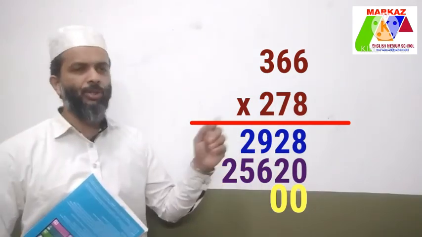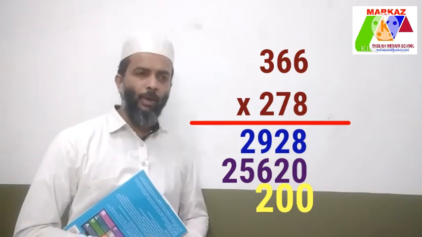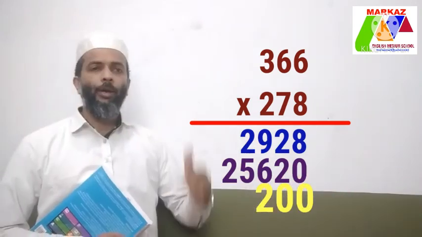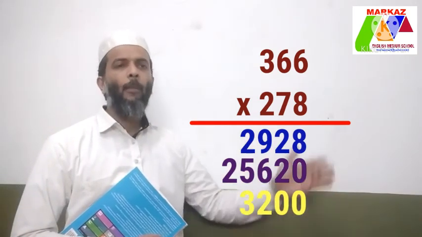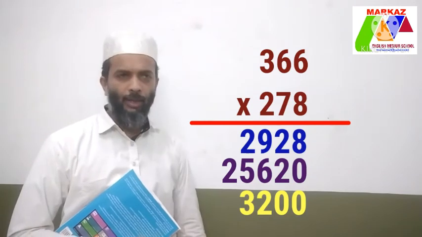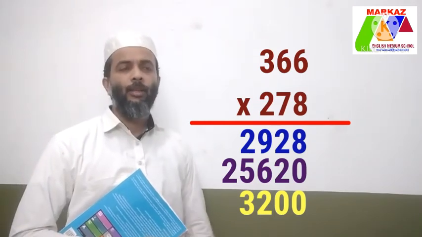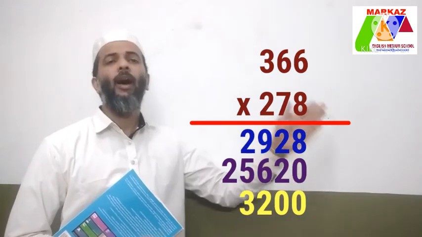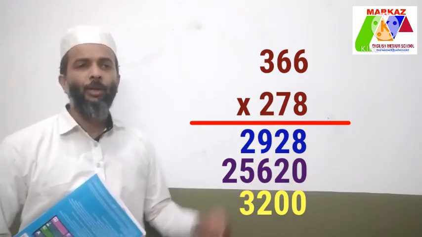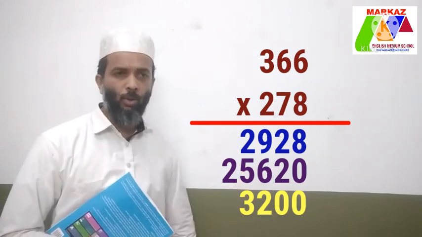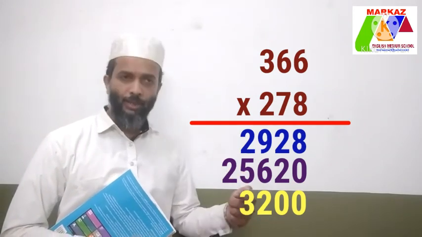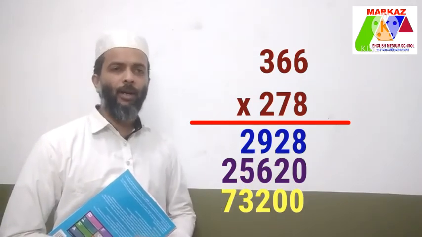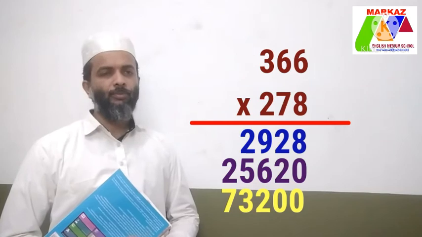Then 2 into 6 is equal to 12. Write 2 in the 100 place, 1 in the tens place. 2 into 6 is equal to 12 plus 1 is equal to 13. 3 in the 1000 place, 1 in the 100 place. Then again 2 into 3 is equal to 6. 6 plus 1 is equal to 7. Final answer 73200.